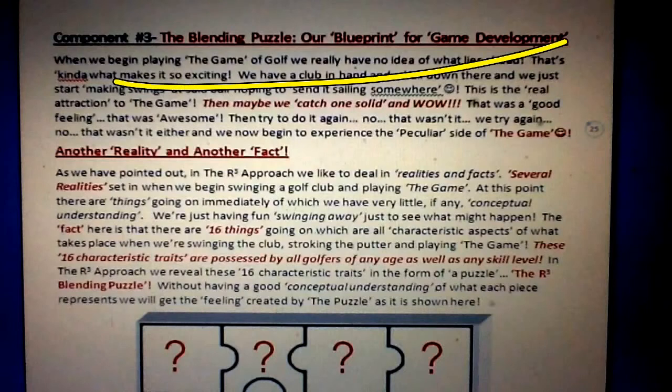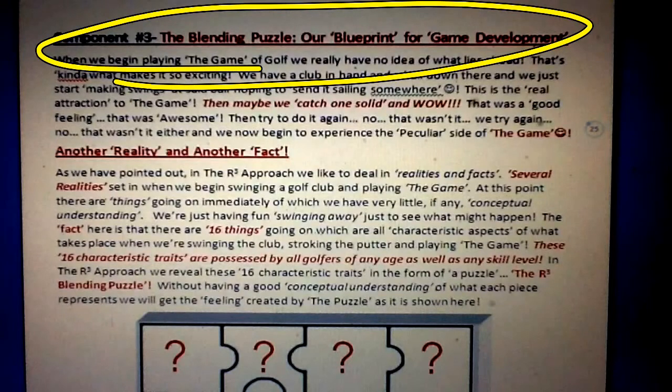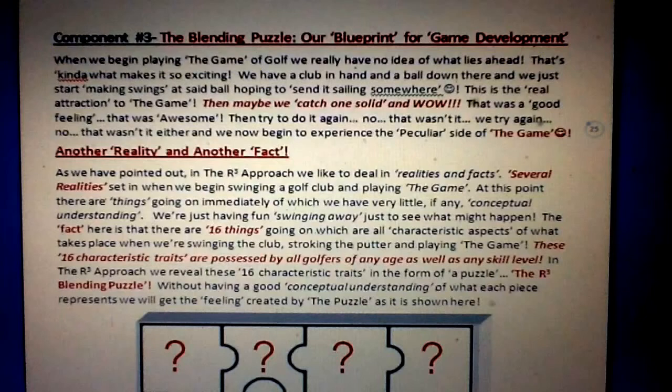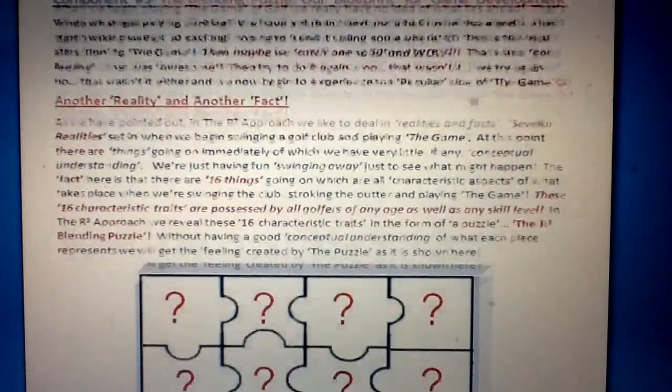Okay, let's do some good work and have a look at component number 3 of the R3 approach, the blending puzzle. One of the tenets of the R3 approach is that when we play this game, we're very much our own coach. Well, as our own coach, we're really an architect of our own game. And if we're a good architect, then it's good to have a blueprint of our game. And this is precisely what the blending puzzle does for us.